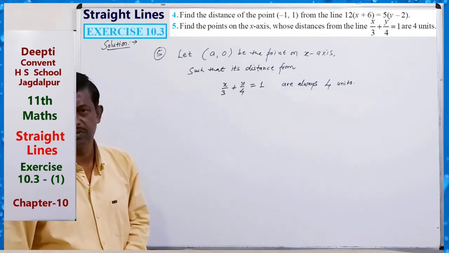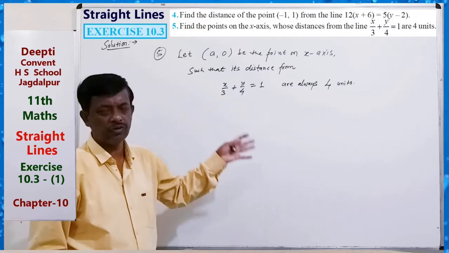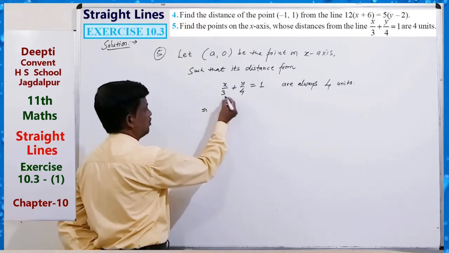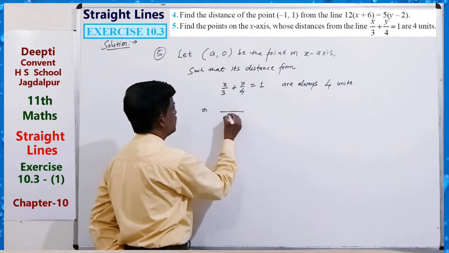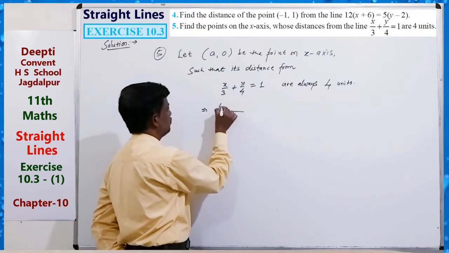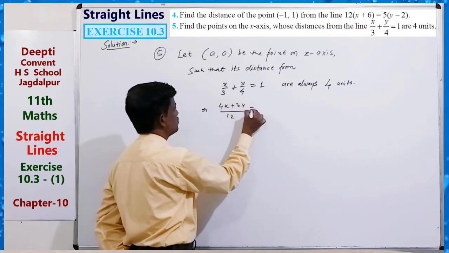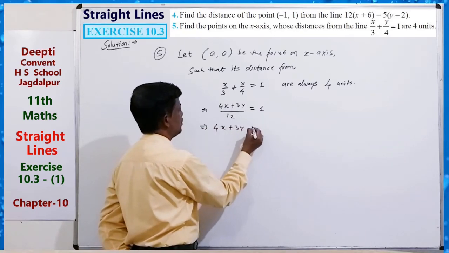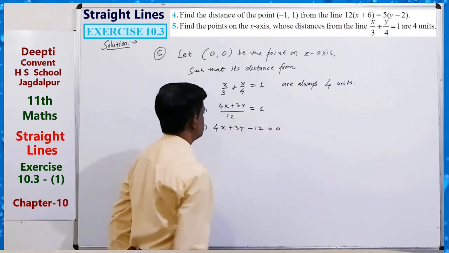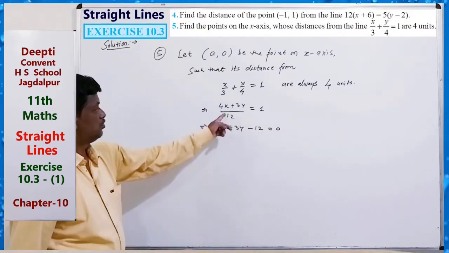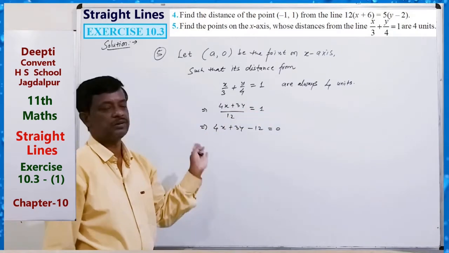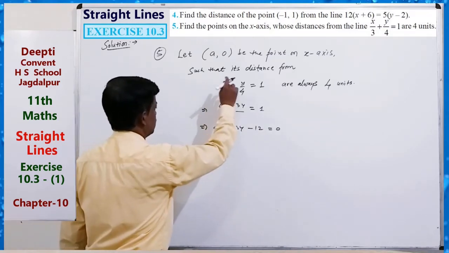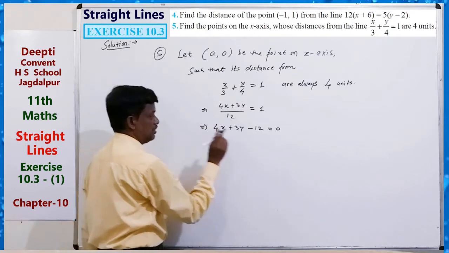So we can use the distance formula. Distance d equals 4. For the distance formula, we have to write this in standard form. Taking LCM of 3 and 4, which is 12, we get 4x plus 3y equals 12. So we can write 4x plus 3y minus 12 equals 0. The 12 goes from the right hand side to the left hand side, so minus 12 equals 0. This is a straight line.